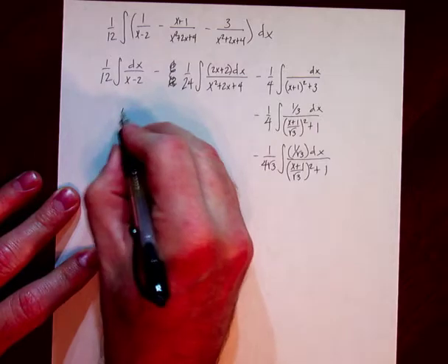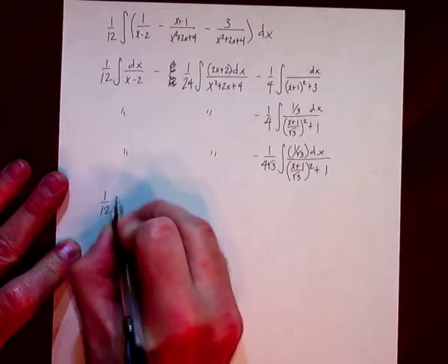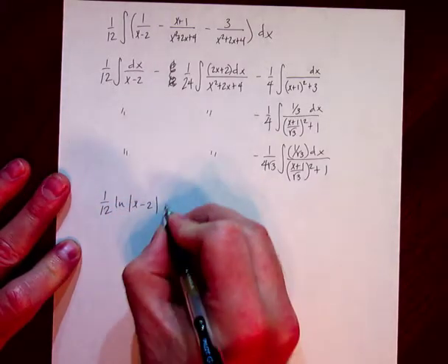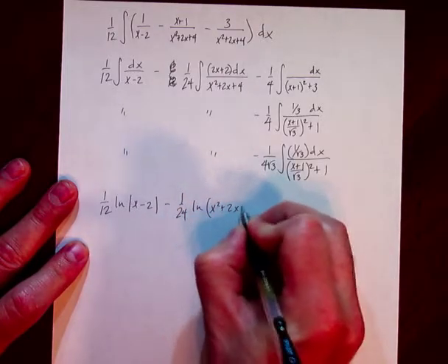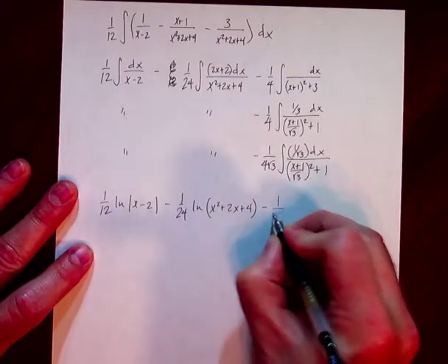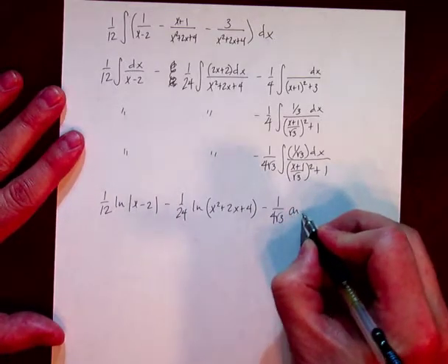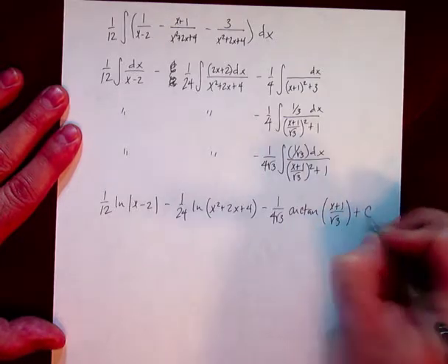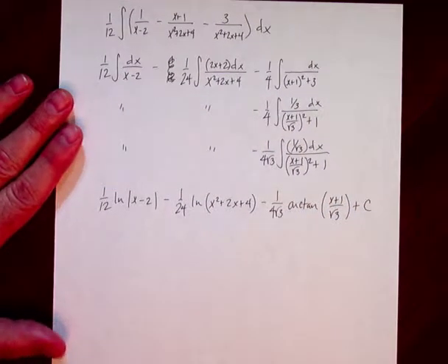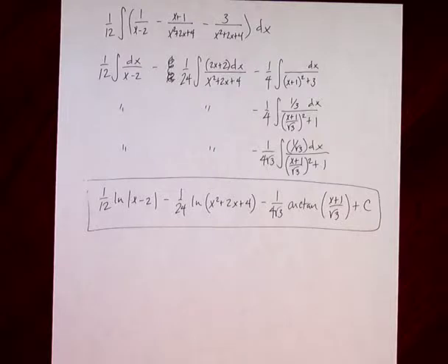Now, we're just going to pretend that I wrote those down. And now this one becomes 1/12 natural log of x minus 2. This becomes 1/24 natural log of x squared plus 2x plus 4. And this becomes 1 over 4 root 3, or if you want, root 3 over 12, if you want to rationalize the denominator. I don't care right now. And actually, neither should you. And we get that.